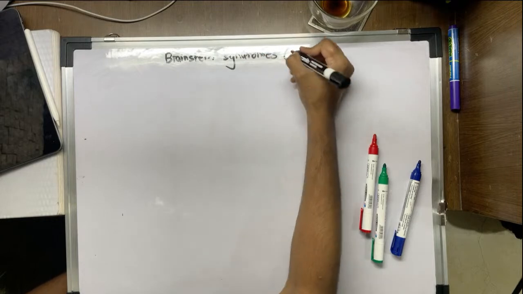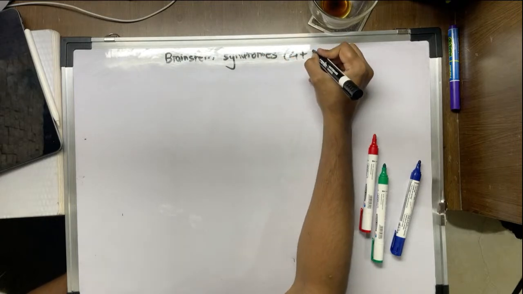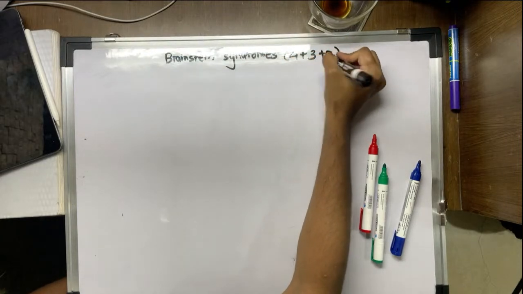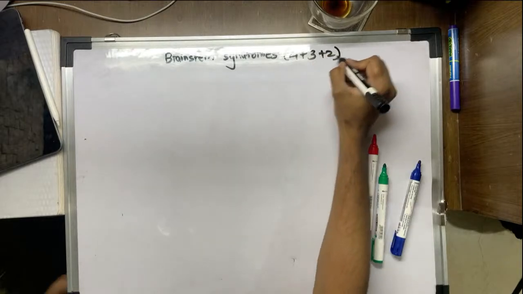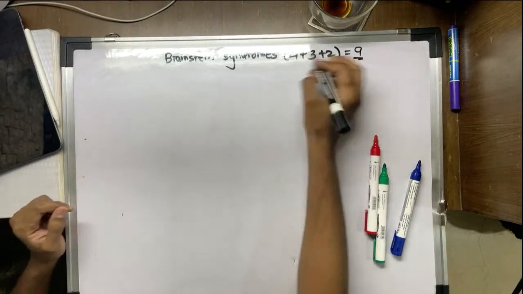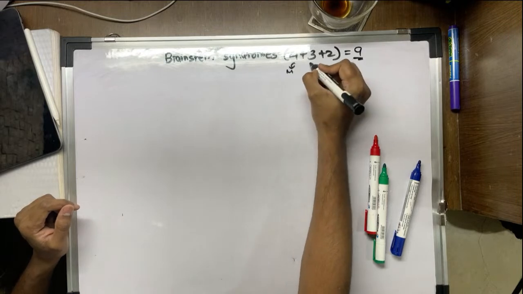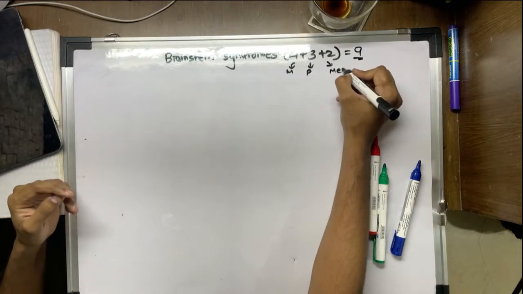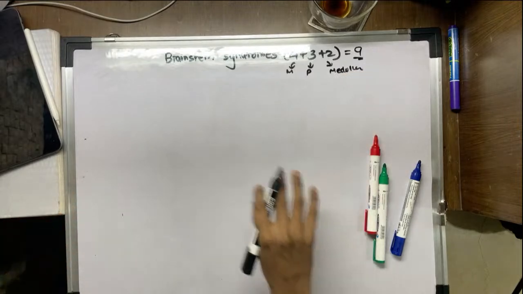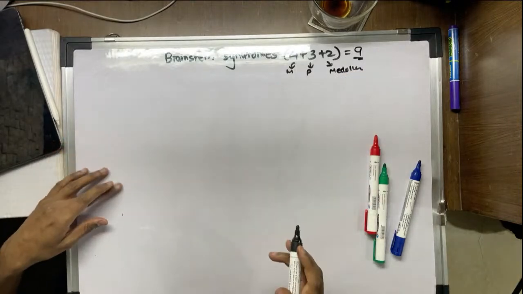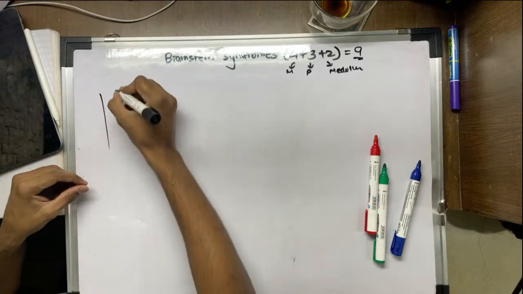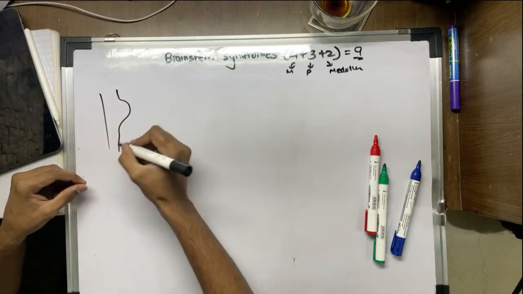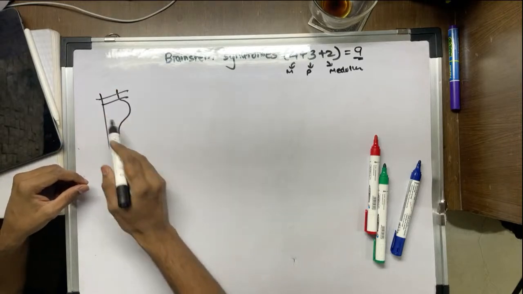So there are basically 4 plus 3 plus 2. This is very important. So basically there are a total of 9 brainstem syndromes, 4 in midbrain, 3 in pons and 2 in medulla. Okay, so we're gonna start with obviously midbrain.